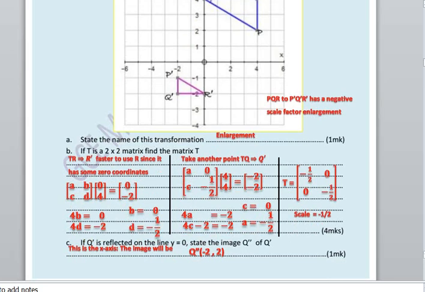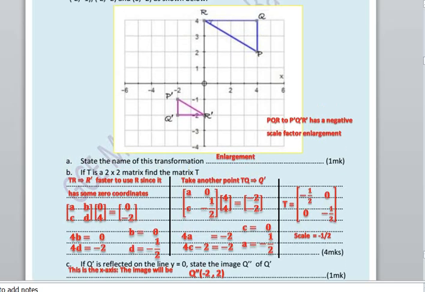If Q prime is reflected on the line y equals 0, find the image Q double prime of Q prime. Just looking at the diagram, since they say state the image, you can just look at the diagram and state from there. So we move on to our Q prime. Our Q prime is at the point minus 2, minus 2. The line y equals 0 is the x-axis. And so when we reflect on this x-axis, the image will be at the point minus 2, 2. The y value becomes positive. So the image is at minus 2, 2.